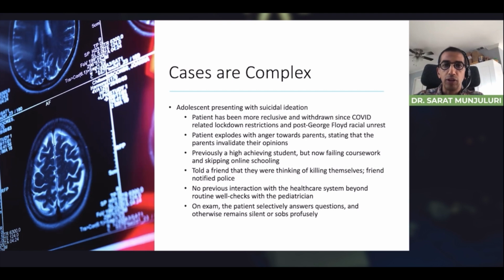The patient has been more reclusive, withdrawn since the COVID-related lockdowns and the George Floyd-related racial unrest. And the person explodes with anger towards parents, stating that the parents invalidate their opinions, is now failing school despite being a high-achieving student previously, and it's mostly online school now too. And they wound up telling a friend that they were thinking of killing themselves, and the friend notified police. No previous interaction with the healthcare system beyond routine well checks with the pediatrician. And on exam, which I've frequently seen, the patient will selectively answer questions and otherwise remain silent or sob profusely.